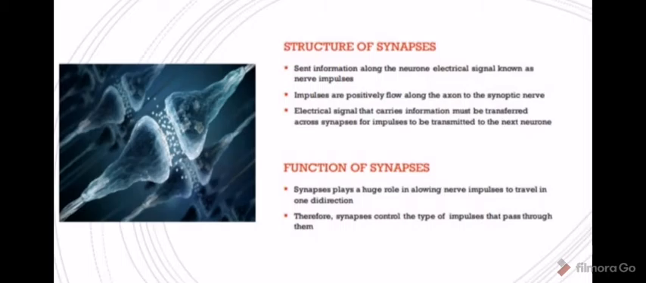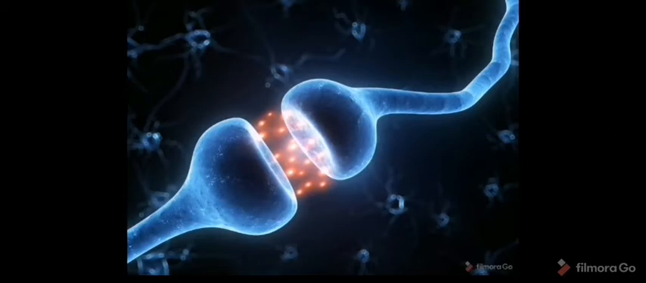Synapses play an important role in allowing nerve impulses to travel in one direction. Therefore, synapses control the types of impulses that pass through them. Transmission of impulse across a synapse.